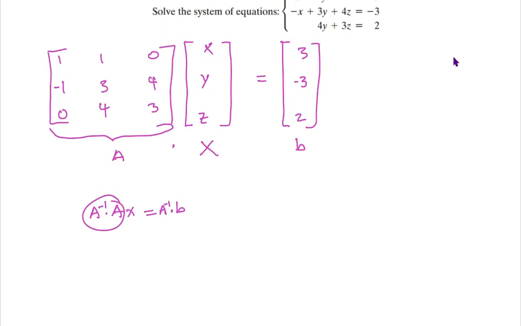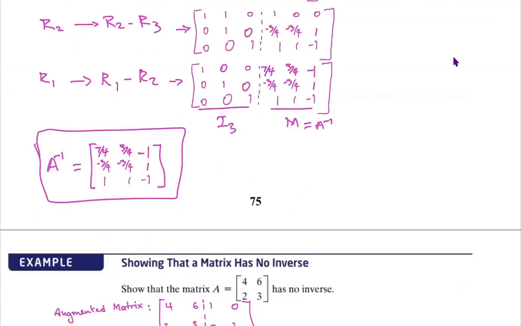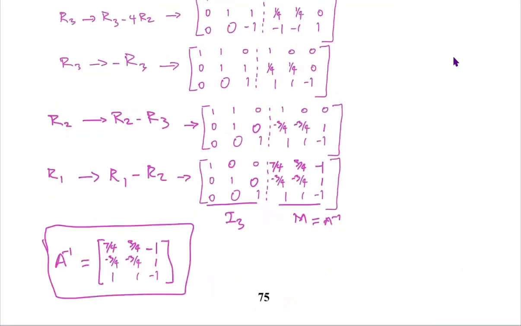So that's going to be X equals, and then you would get a column vector for your result, because A inverse is a matrix of numbers, and B is a column vector. Okay, now we need to find A inverse. Well, you're going to use the same techniques that we used over here to find A inverse.